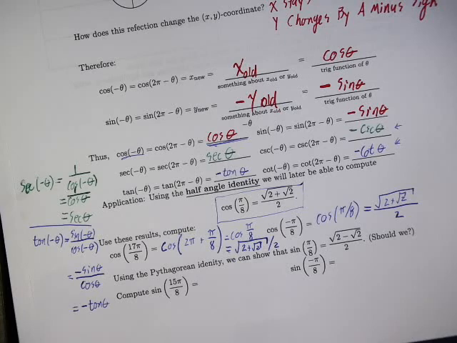Nice, so let's do it. What does the Pythagorean identity say? Not quite. Squared.